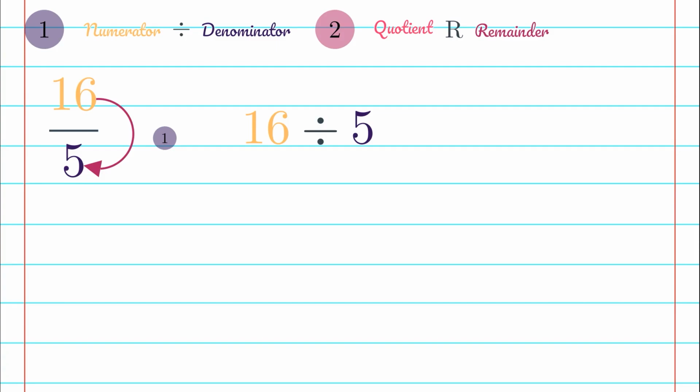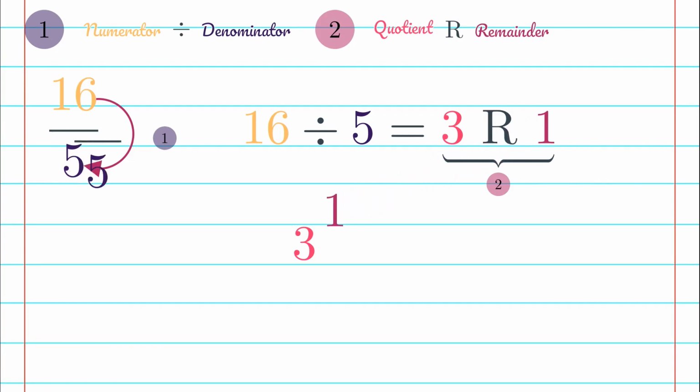So dividing 16 by 5 gives us a quotient of 3 and a remainder of 1. Now to convert the improper fraction to a mixed number, we take the quotient as the whole number of the mixed number and the remainder as the numerator of the fraction. And the denominator remains the same as for the improper fraction.